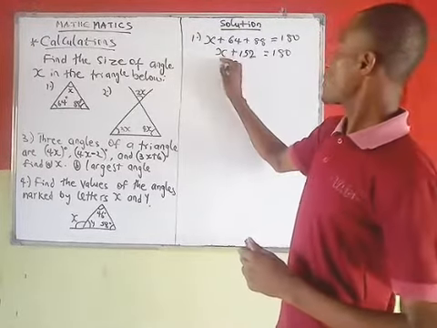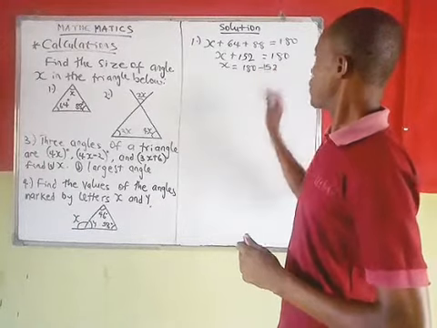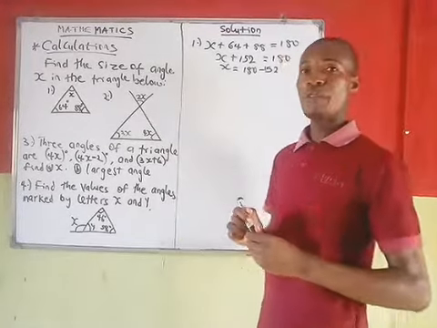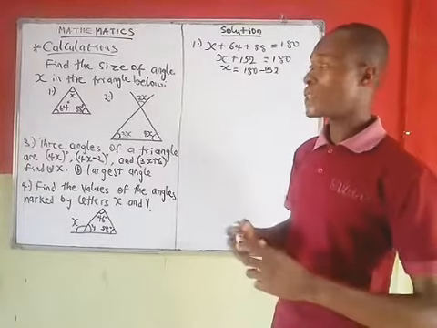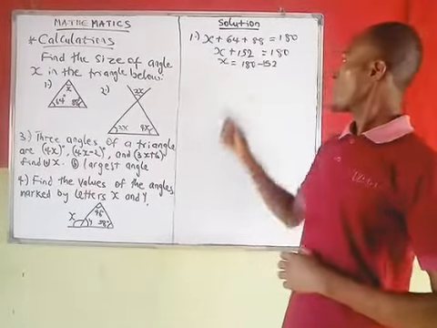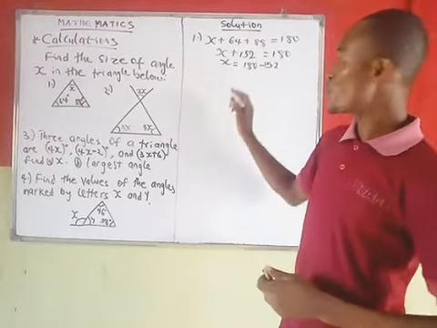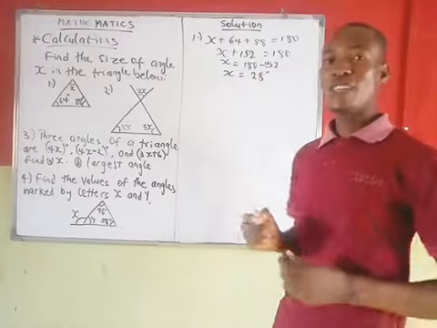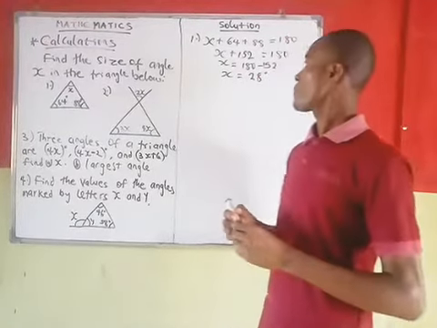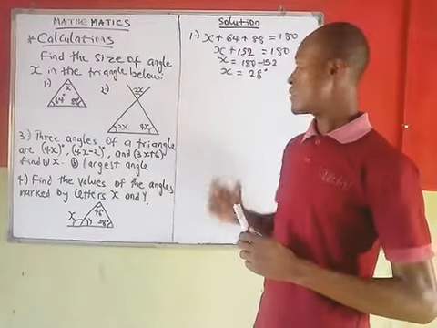The next thing, X is equal to 180 minus 152. When plus 152 crosses the equality sign, it changes to minus. So 180 minus 152 is equal to 28 degrees. So for the first question, X is equal to 28 degrees.